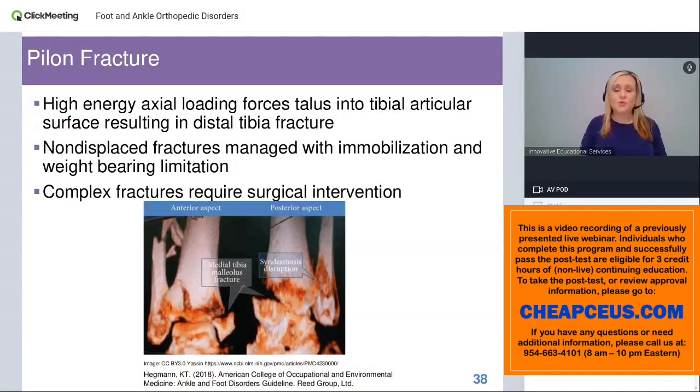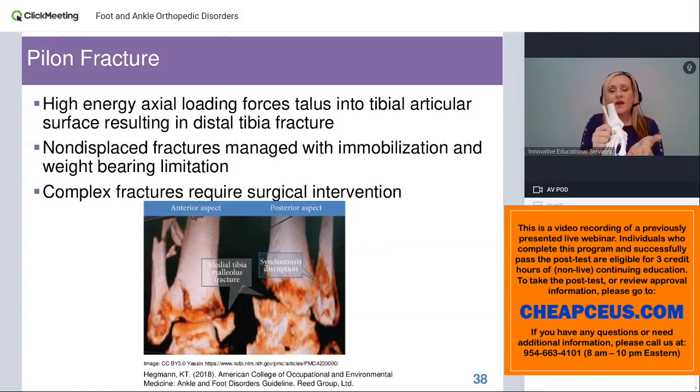Pylon fracture, I do want to discuss so that we are aware of it. If you haven't heard of this condition, a pylon fracture will occur in an individual when there is a significant high axial load force. So, where there's a significant force, either ground reaction coming up or vertical force coming down, where this talus has been jammed up in between the tibia and the fibula.